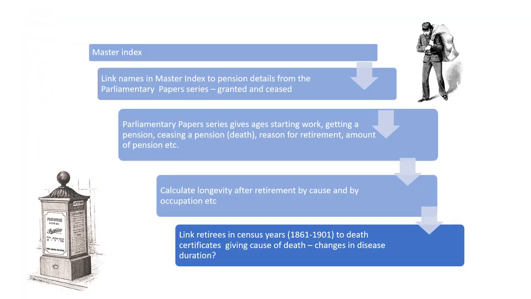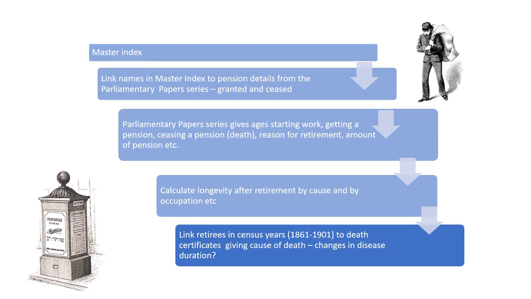And so the reason for looking at death certificates is to try and find out whether the cause of retirement, which might have been ill health, is linked to the ultimate cause of death. Because we think that what people had to retire with didn't necessarily correspond to what they died from. And we can start to investigate that relationship, linking up individuals to the death certificates.